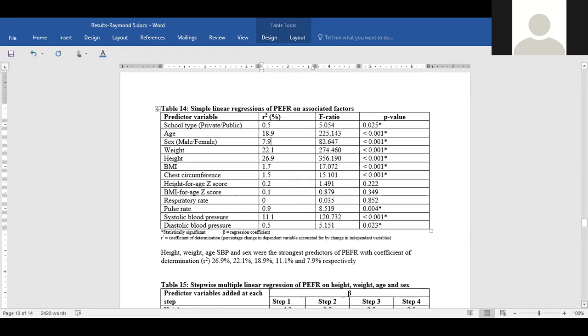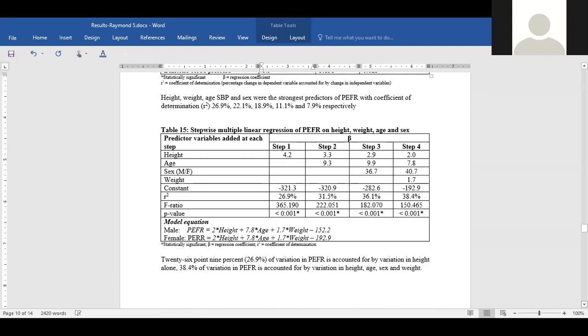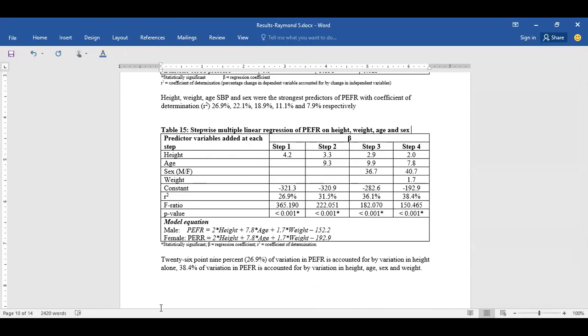So you will be surprised when you run the multiple linear regression. You will see that height is number 1. It's not weight that is number 2. Number 2 is age. Number 3 is sex. Weight is just the last one. It sounds interesting. So let's look at the data. Let's go to the data set now.